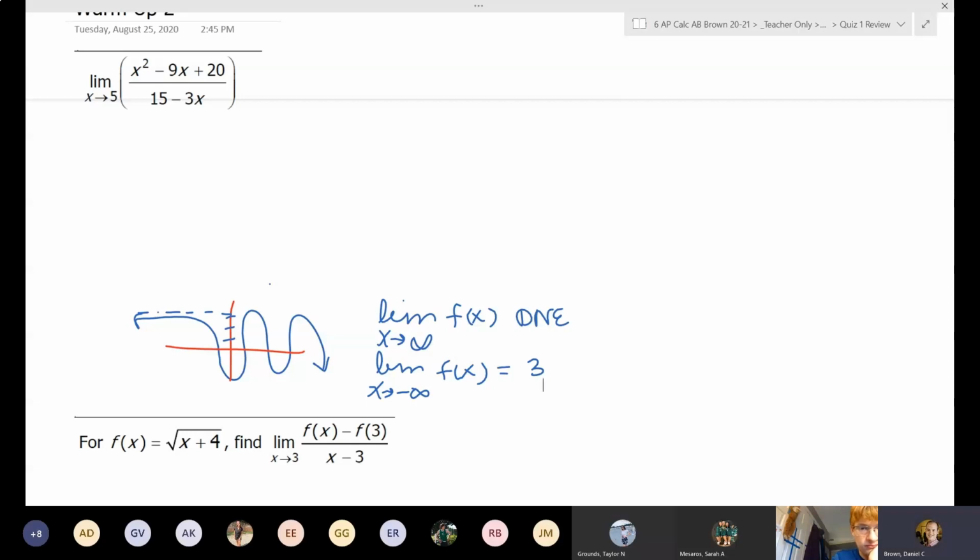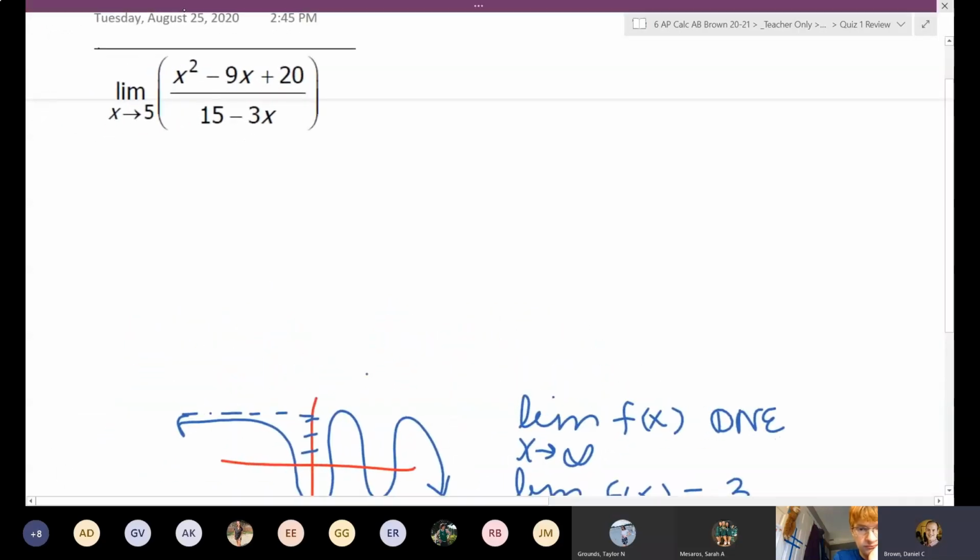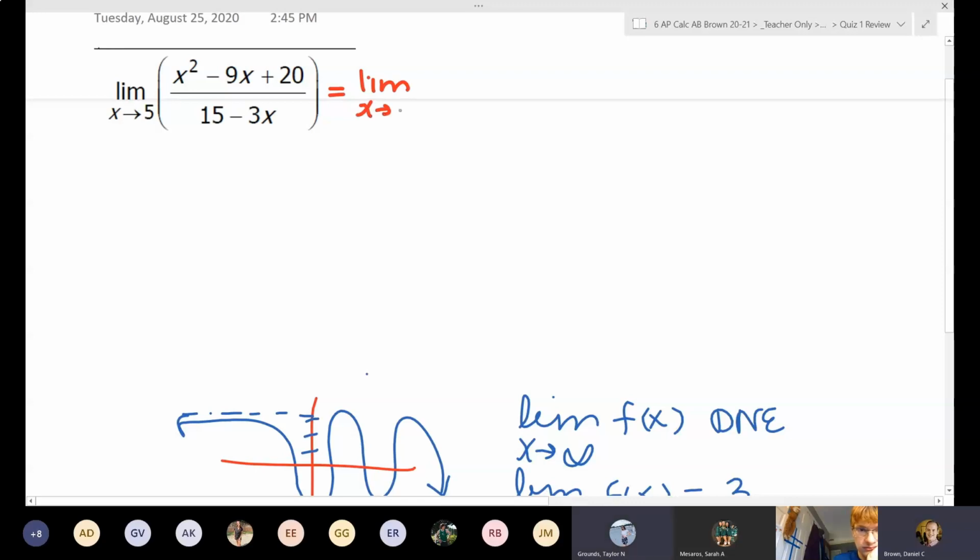So looking at this first one, when you're doing the direct substitution, we do see that we get 0 over 0. So what strategy are we going to use for this first example? Factor. Factor and cancel. When we see rationals, you probably want to factor and cancel.